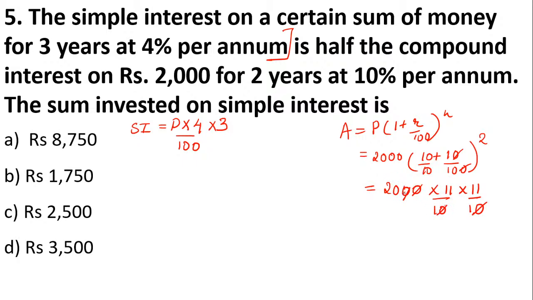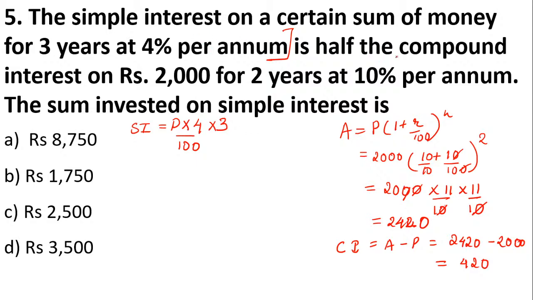So here you will get the answer as 2420. Okay, how much you are going to get? 2420. And how do we calculate the compound interest? We calculate it by amount minus principal. How much is the amount, students? 2420. 2420 minus 2000, which is 420.